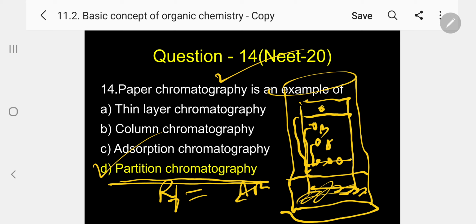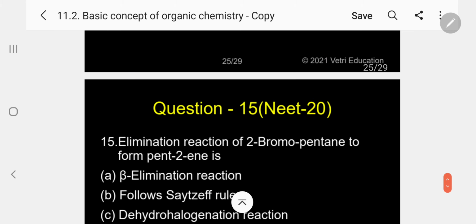In the paper, normally water will be absorbed, so a water layer is there. When an organic layer is moving over that, kindly follow, there are two solvents. The solute that we are spotting will move depending upon its solubility. If it is more soluble in the organic solvent, the movement will be faster. If it is more soluble in water, it will stay wherever it is spotted. So this is based on partition chromatography. I hope I have given a very clear idea.